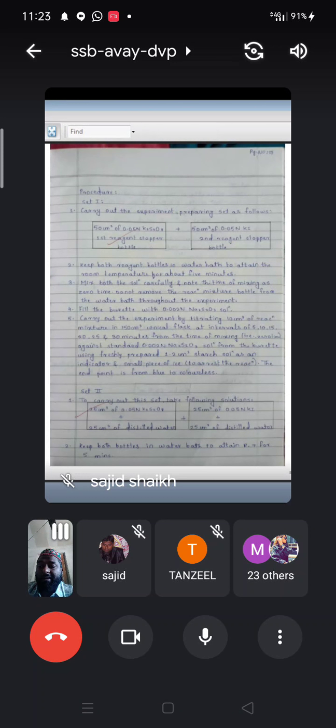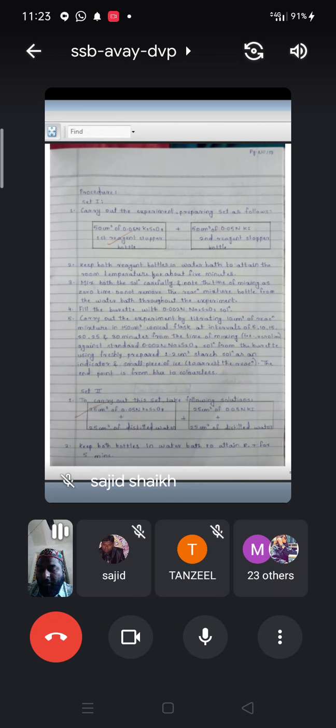Fill the burette with the 0.02 normal Na2S2O3 solution and carry out the experiment by titrating. We have to pipette out 10 cm of the reaction mixture into the conical flask at intervals of 5, 10, 15, 20, 25 minutes from the time of mixing. When we mix, we consider it as zero time.